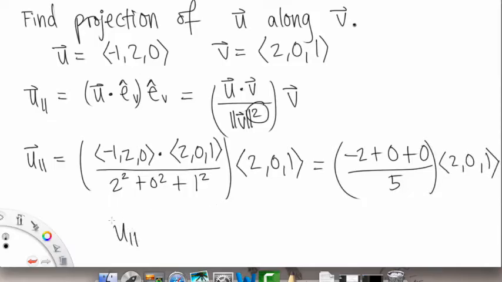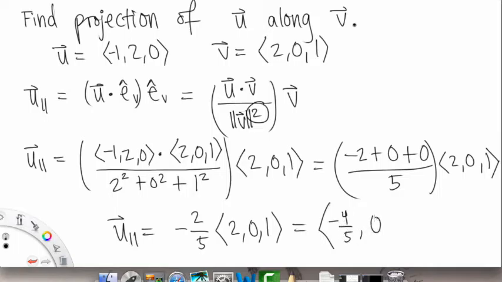So u parallel, or our projection of u onto v, is going to be -2 over 5 times 2, 0, 1, which we can distribute in, and that turns out to be -4 over 5, a 0, and a -2 over 5. So that's going to be our projection of u along v.